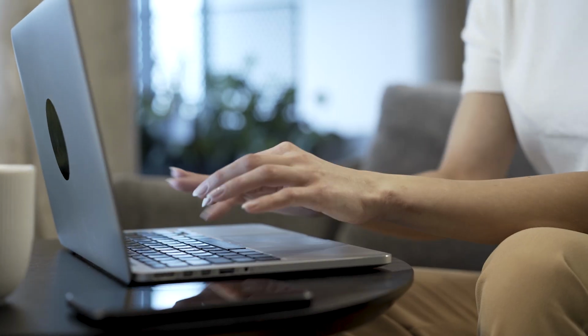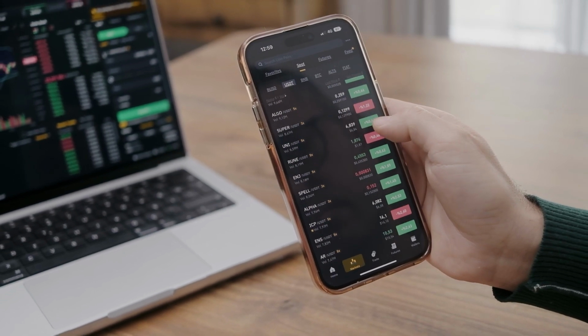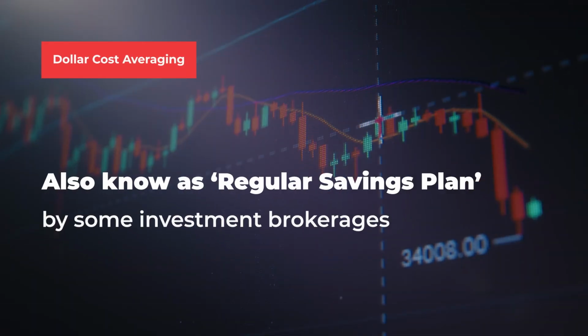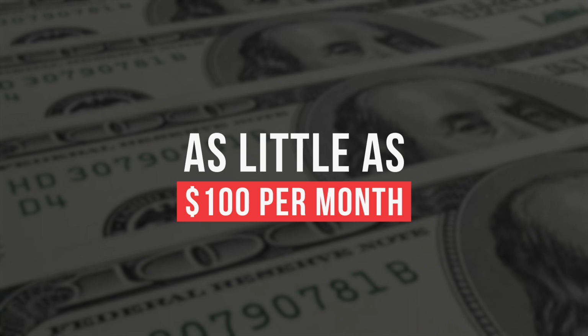Now to start with DCA, the first thing is to find an investment brokerage that provides DCA plans. Now DCA can also be called regular savings plan by the different investment brokerages. Several investment brokerages such as DollarDex, Saxo Markets and Endowers do provide such regular savings plans, and it may cost as little as $100 per month to get started with DCA.